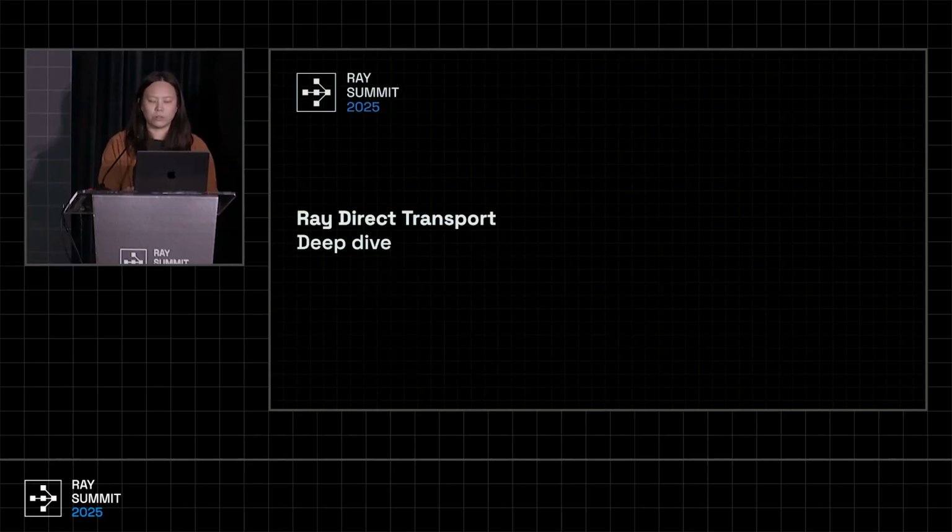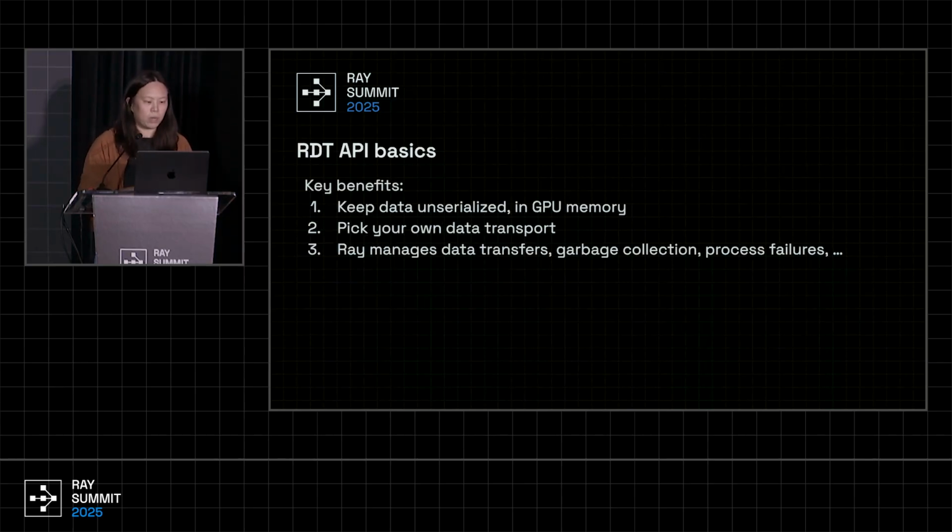Okay, so next we'll go into a deep dive showing the API and how this works under the hood. The key benefits of the RDT API are, first, that we're going to keep data unserialized in GPU memory. So we'll store data directly at the actors without copying it until we need to. It also lets you pick your own data transport. Meanwhile, Ray is still going to manage all of the control plane aspects, like coordinating data transfers and garbage collection and so on.